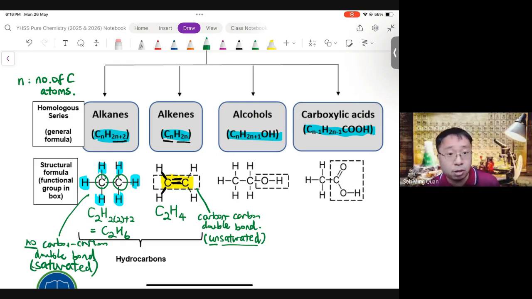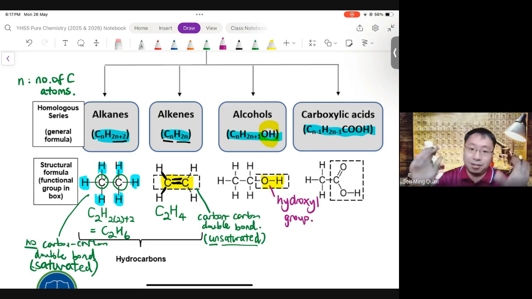Now next we move to alcohols. Alcohols have a rather quirky general formula CnH2n plus 1 OH. What? Why must you put the OH at the end? Why couldn't you just put the H together with the H2n plus 1? The idea is, when we leave the OH at the end like this, there's a reason. It's because we want to show the reader that there's an OH group at the end. Now, the OH group is called the hydroxyl group.